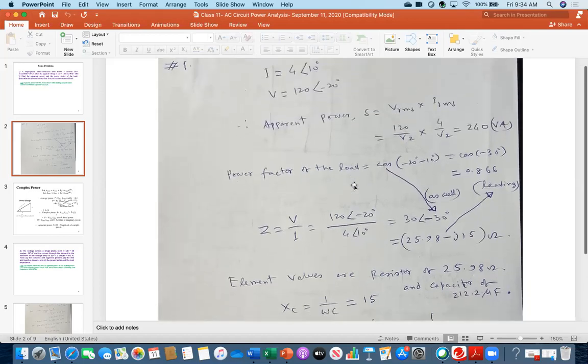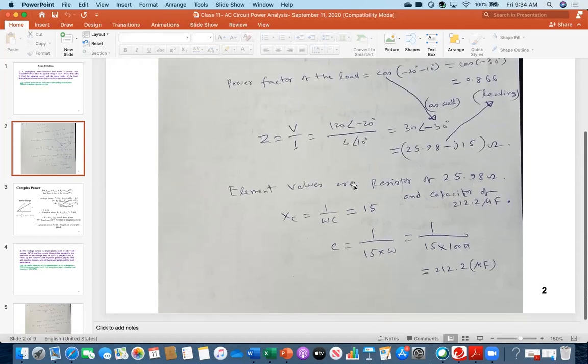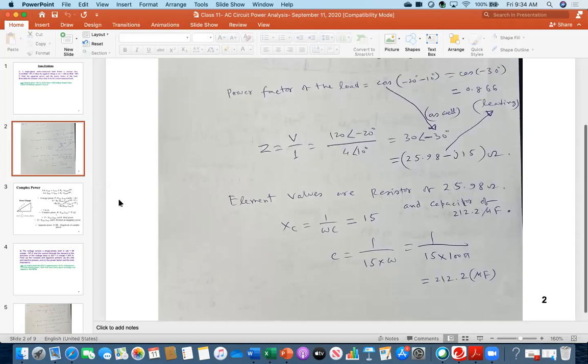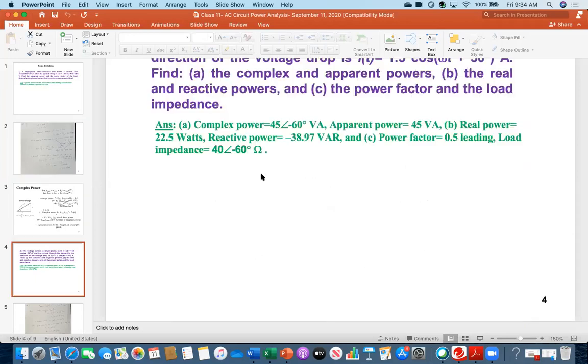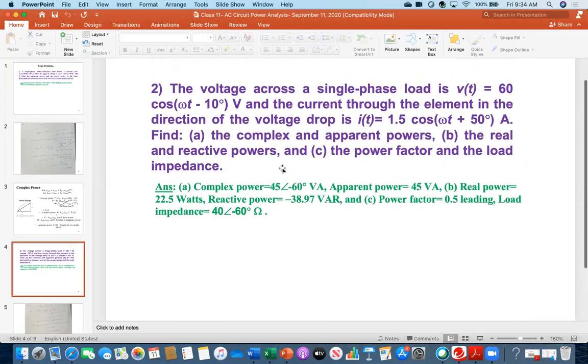Okay, so I think let's move forward. With the other problem, you will understand much more. Then moving forward, everybody read the second problem.